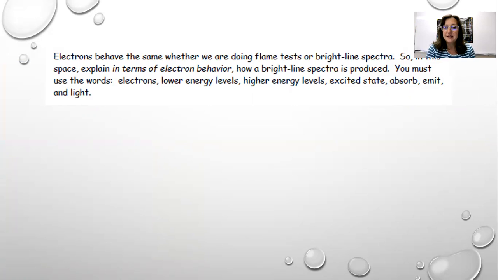And finally here at the end of the lab, you're going to put all of your knowledge together in a couple of sentences that explains what's happening in terms of electron behavior when a bright line spectra is produced. So sound intelligent, it might take a couple of tries to make it sound like it needs to for understanding, but I will be looking for the words electrons, not necessarily in this order, lower energy levels, higher energy levels, excited state, absorb, emit, and light. And you should thoroughly explain what's happening when we have our bright line spectra produced, okay?